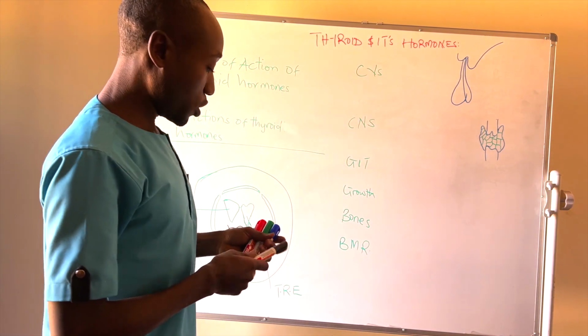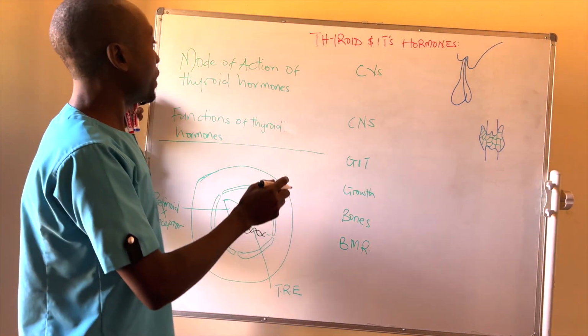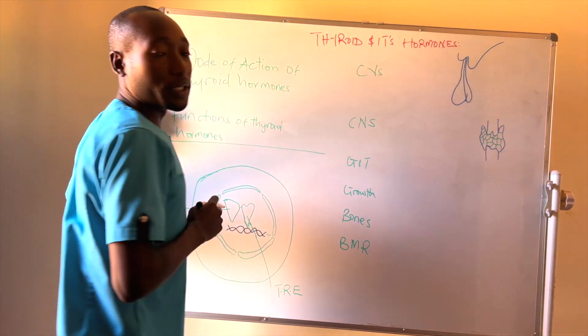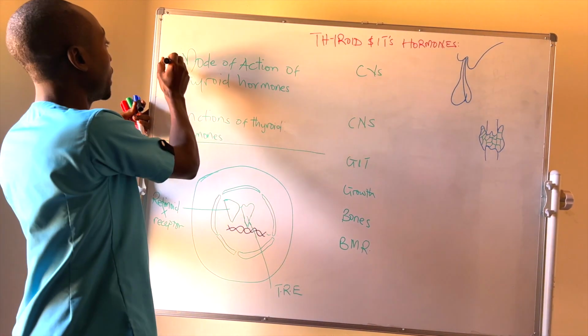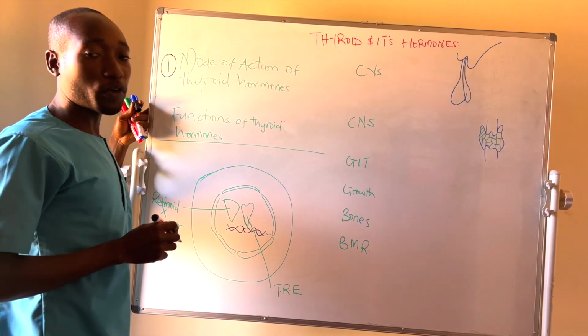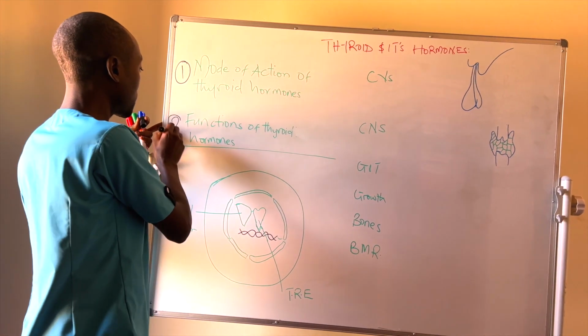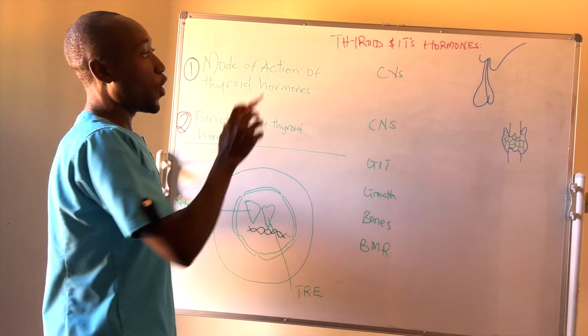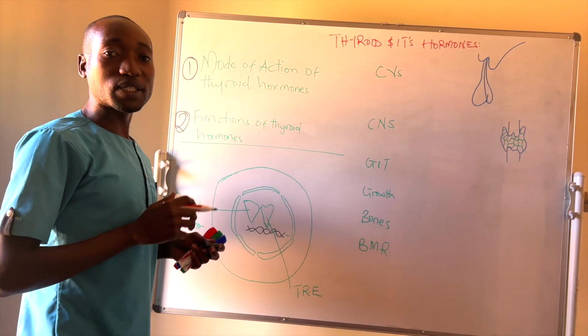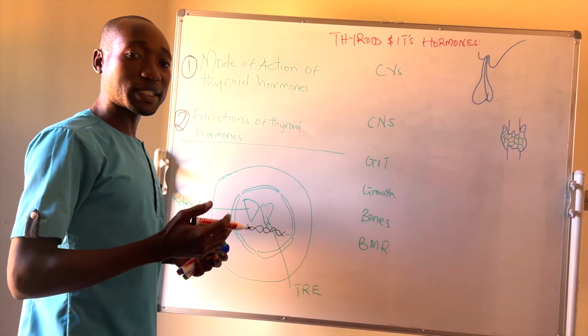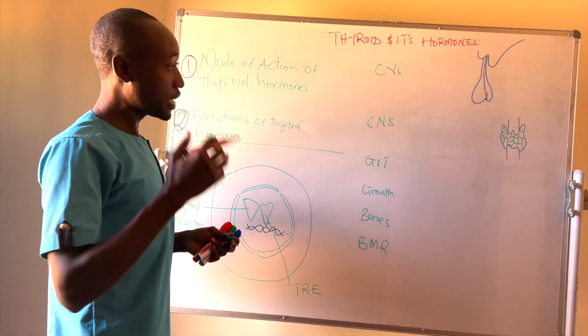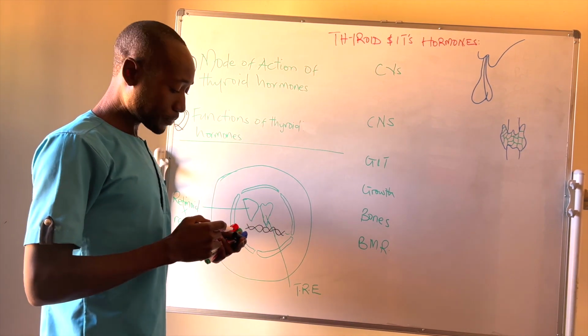Today, we are basically going to continue with the mode of action of thyroid hormones, okay? So, we are going to look at the mode of action, and then we are going to look at the functions or the effects of the hormones on different glands, on different cells, and different target cells of the body.